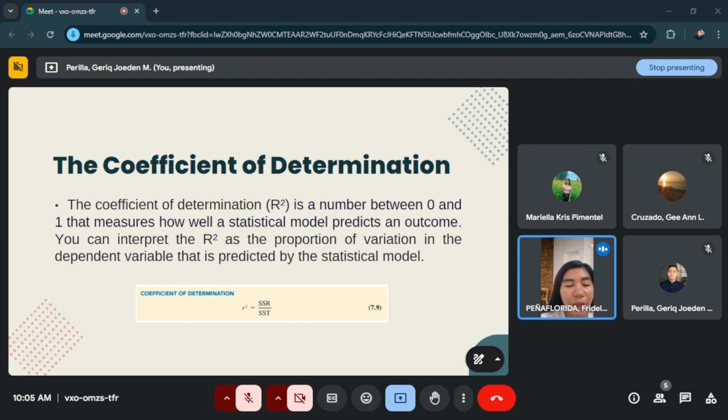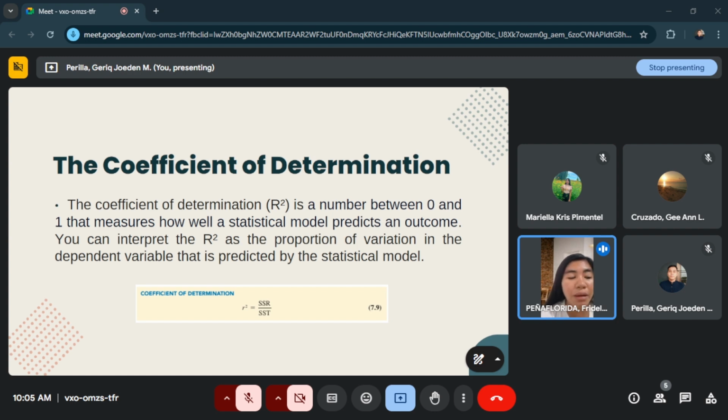The figure 7.9 po represents the coefficient of determination, which is calculated as R squared equals SSR over SST, which means po na yung SSR ay sum of squares for regression. And ina-measure niya po yung variability in the dependent variable y that is explained by the regression model. So in other words po, it's the part of the data that your model is able to explain or predict.